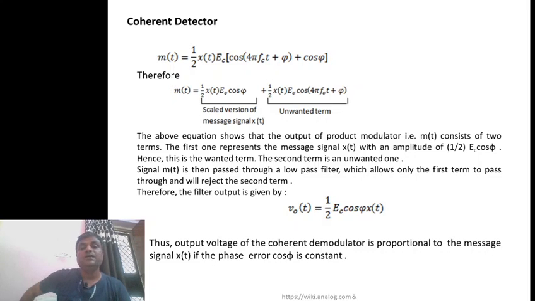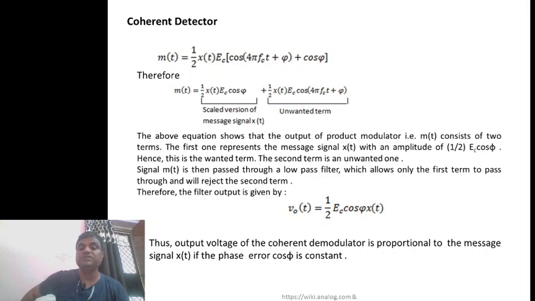If we break this equation, the first term becomes 1 by 2 xt ec cos phi, that is the scaled version of the message signal, plus 1 by 2 xt ec cos of 4 pi fct plus phi, that is the unwanted term. So the above equation shows that the output of the product modulator consists of two terms. The first one represents the message signal with an amplitude 1 by 2 ec cos phi, hence this is the wanted term, and the second one is unwanted. After passing through the low pass filter, the second term will be eliminated and only the first term remains. So V naught t is equal to 1 upon 2 ec cos phi into xt.